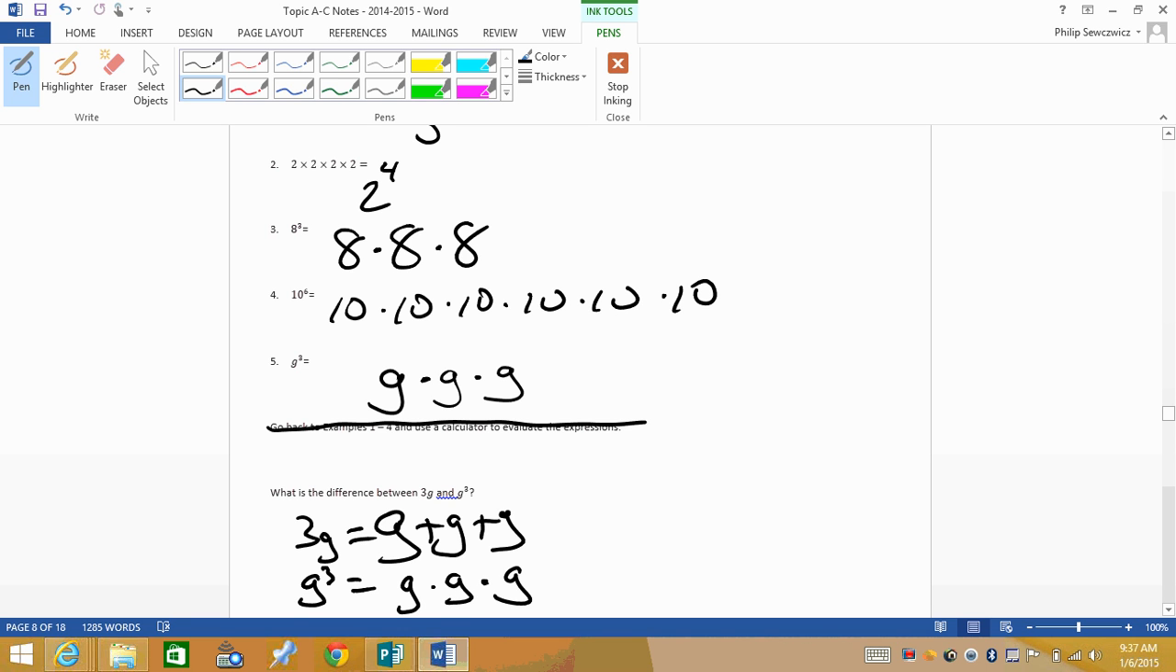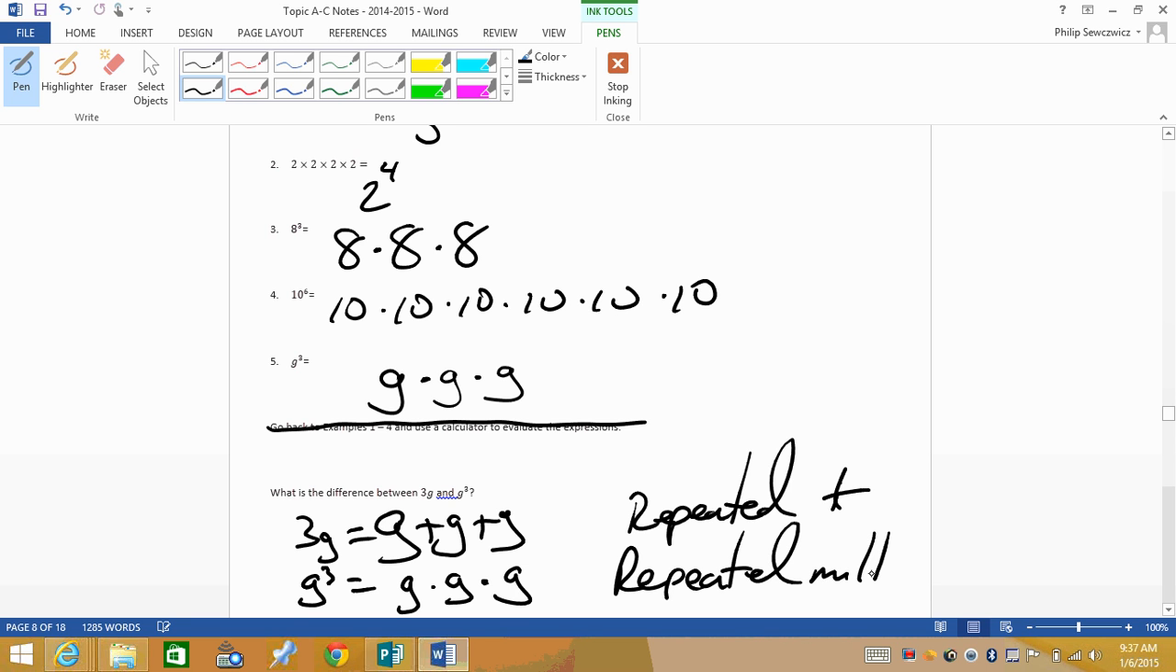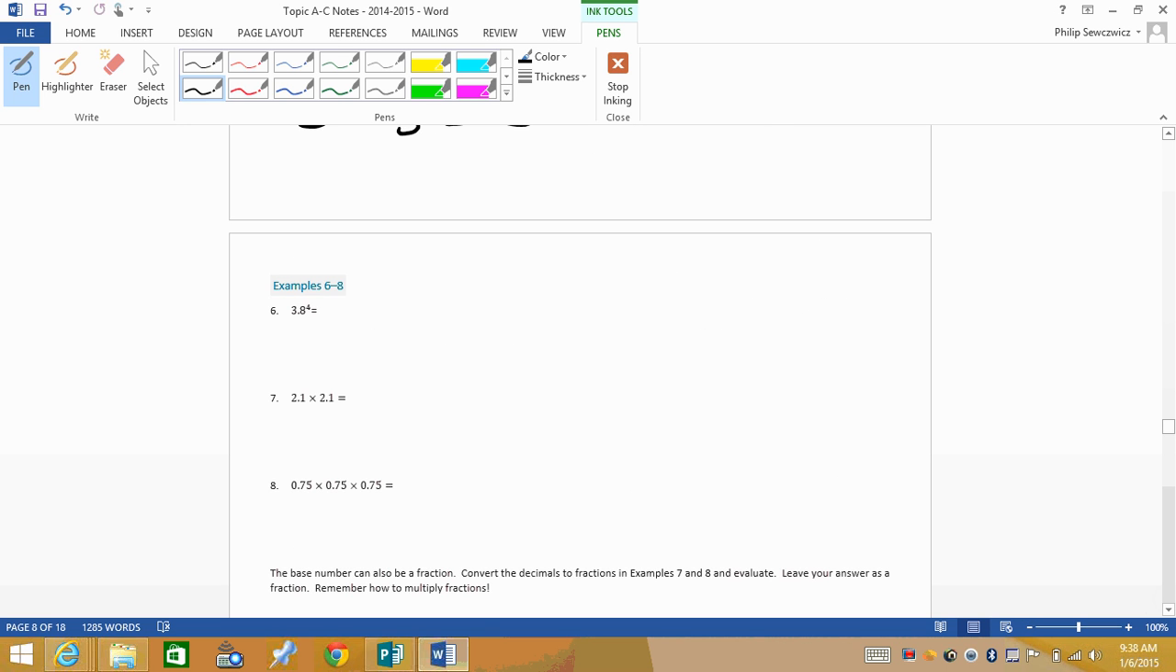So the difference here is 3g is repeated addition, whereas g to the 3rd power is repeated multiplication. Oh, M-U-L-T. We'll abbreviate there. All right, repeated multiplication. So that is a huge deal. All right, put a star next to it, an asterisk next to it. Put little glasses to make you look. Get it? Yeah, see, look. All right. Whatever you did, but that is a huge concept there.